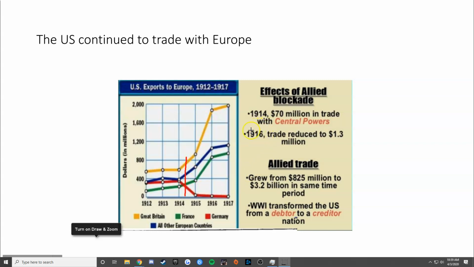So in 1914, there was $70 million in trade with the Central Powers, the powers of Germany, Austria-Hungary, and Turkey. That trade by 1916 was reduced to 1.3 million. And Allied trade grew from 825 million to 3.2 billion in the same period. So the Allies are increasing their spending on American goods, and the Central Powers, they're declining. So are we really acting as a neutral power? You could say we are, because we're trying to trade with everybody, but we just can't. I'll explain why we can't in a second.